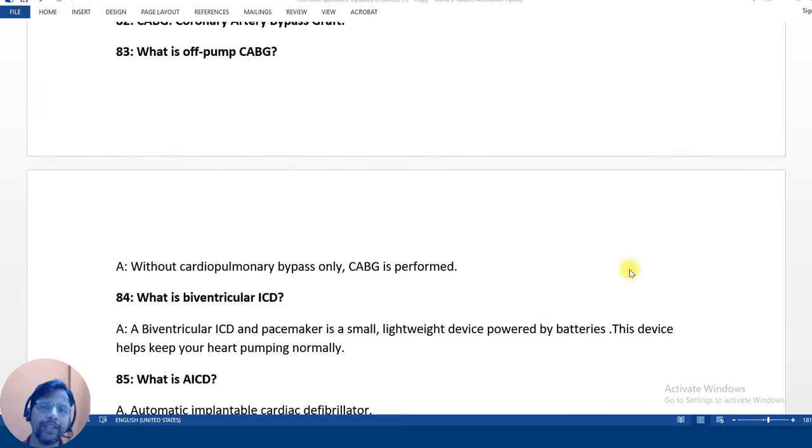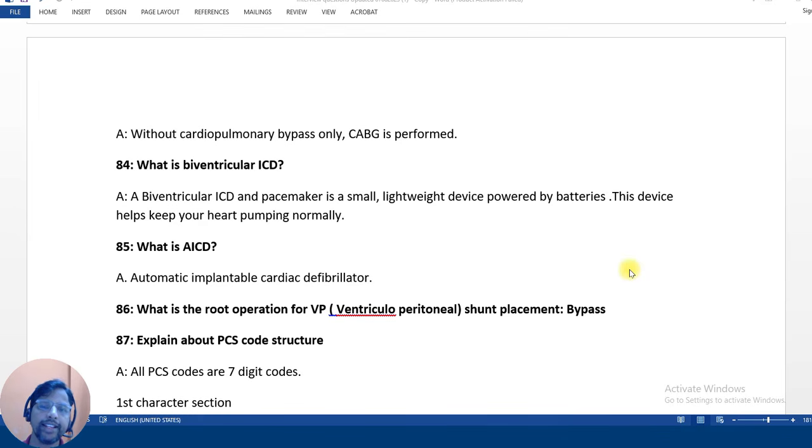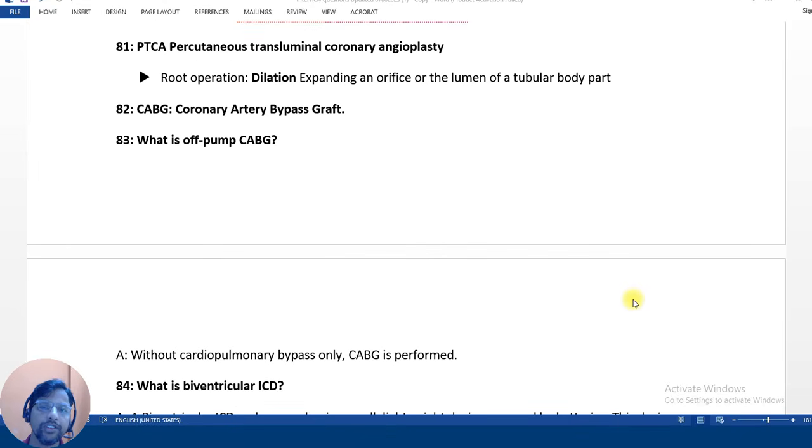What is off-pump CABG? Off-pump means here the patient will not use any type of cardiopulmonary bypass. Here the patient will not use the pump.